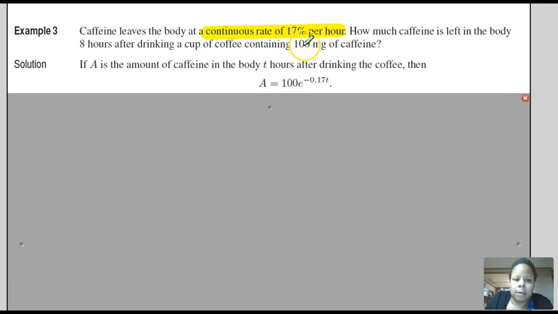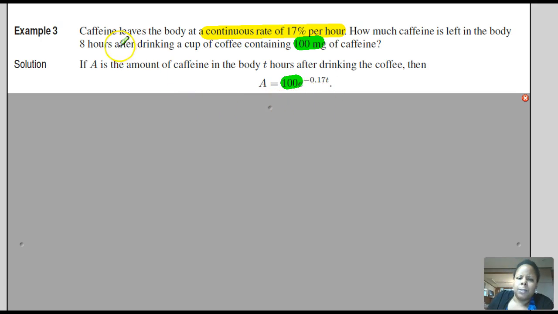Now, of course, the question is, first of all, where did the 100 come from? Well, if you recall, the cup originally contained 100 milligrams of caffeine. So if we drink all of it, then initially our body will have 100 milligrams of caffeine. So that's our starting value. And then it says caffeine leaves the body at a continuous rate of 17%, which means that there's a decrease of the amount, which is why we have k here being negative 0.17 instead of just 0.17. Now, if we were adding caffeine at a continuous rate of 17% per hour, then the k would be positive 0.17. But because it's leaving the body, that's why it's negative 0.17t.